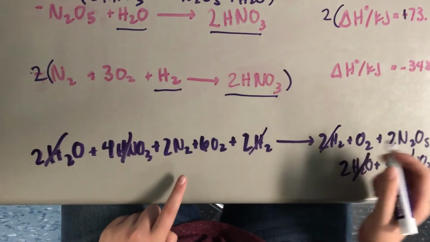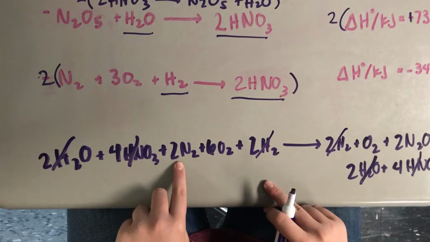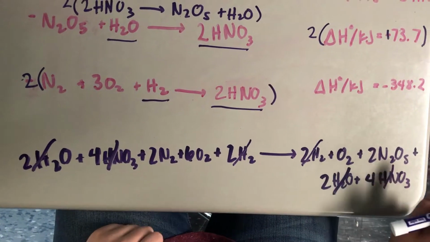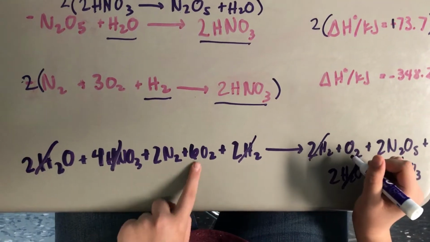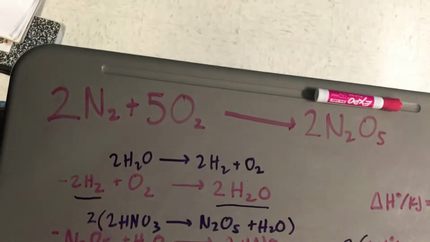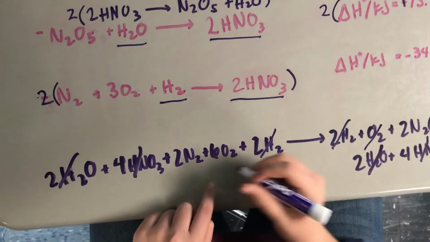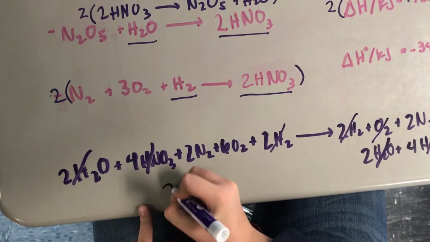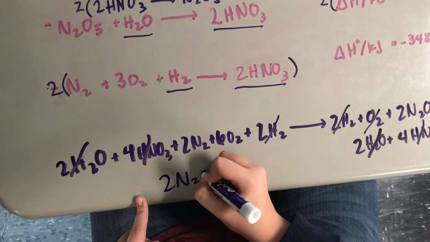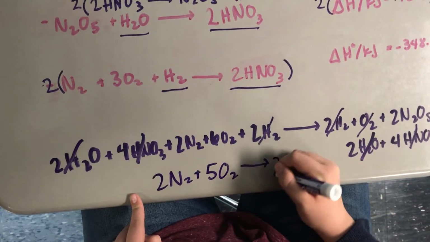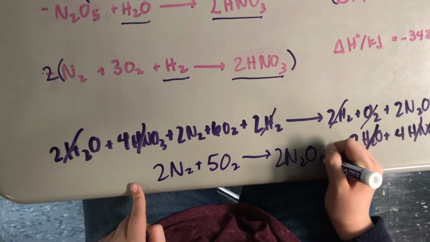So we're left with this equation, which is 2 N2 plus 6 O2 results in O2 plus 2 N2O5. So we still need to get it to 5 moles on the reactant side. So we're going to subtract an O2 so that it cancels on this side. So we're left with 2 N2 plus 5 O2 yields 2 N2O5.